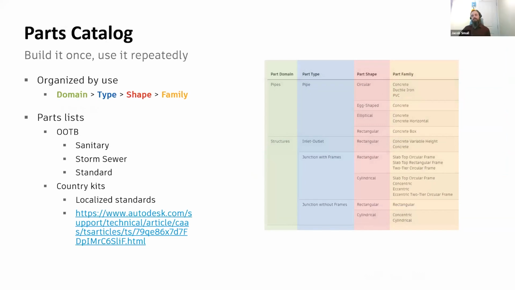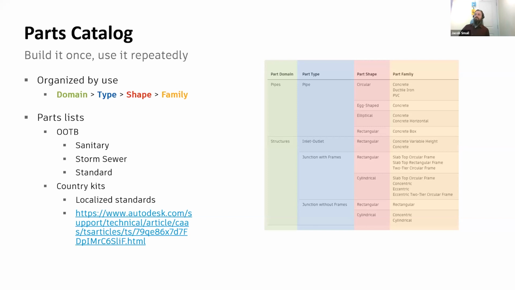All right, so David did touch on a key piece there in the larger set, and that's our parts. Parts come from our Civil 3D parts catalogs. Effectively, the idea here is to build it once and then use it repeatedly, or even better, just use the content that we distribute with the tool. Our parts catalogs are organized by the domain, meaning either pipes or structures. Then the type: for pipes, there's only one type, pipe. For structures, it could be an inlet outlet, it could be a junction with frames, junction without frames. I think there might be even a couple other possibilities.